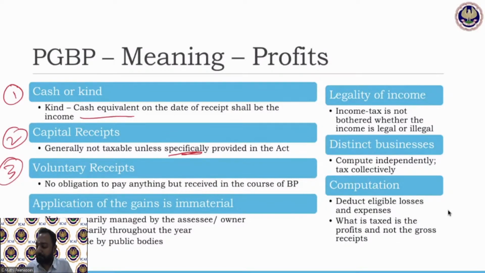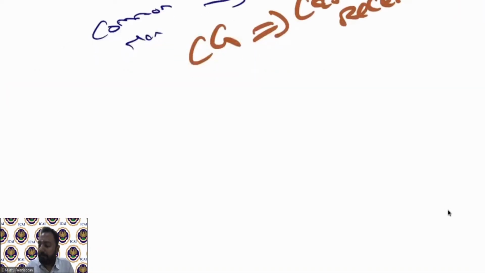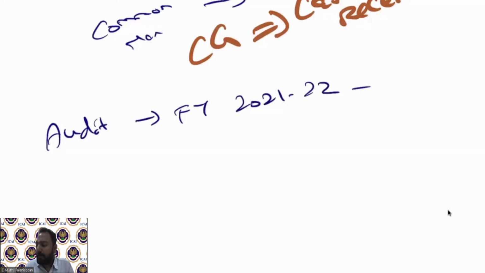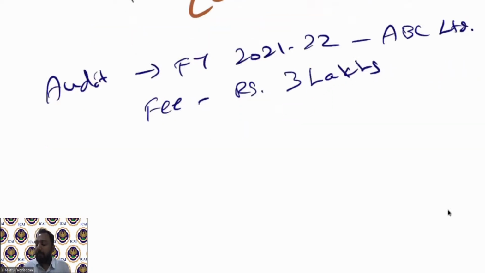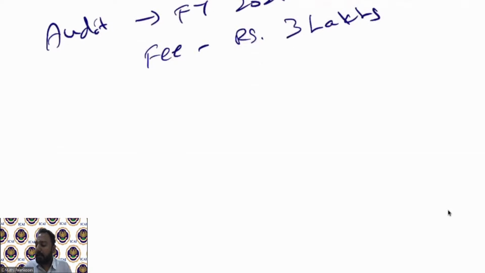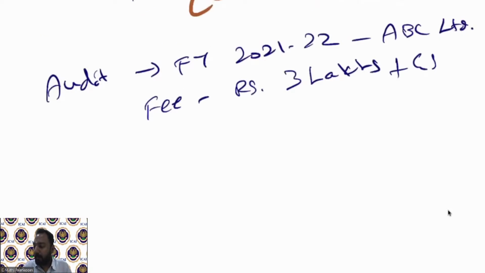Let's say I did an audit for financial year 21-22 for some company, ABC Limited. The fee is rupees 3 lakhs. I bill this 3 lakhs plus GST to ABC, so ABC will give me that money.